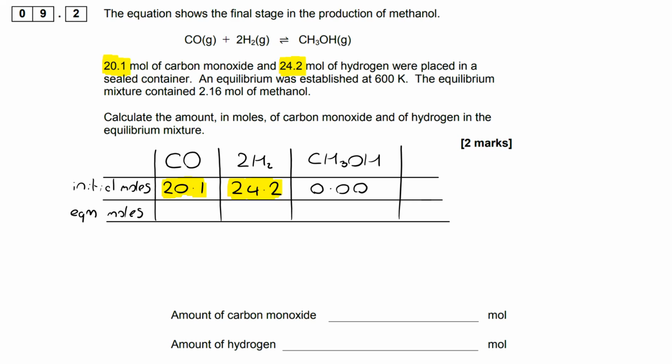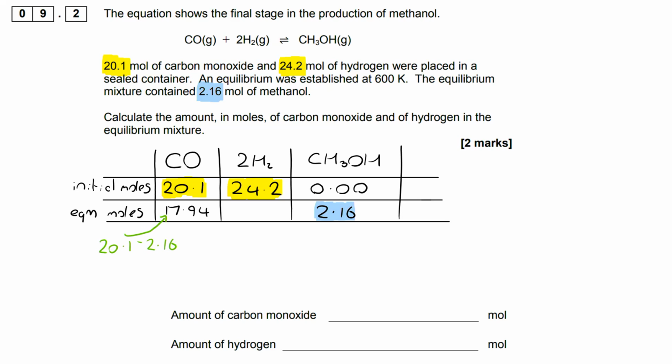And that is that I've got 0 moles of the product, which at the beginning makes absolute sense. Now, once I do that, I can put my equilibrium moles of methanol in, my 2.16, and I've now got everything that I need, these numbers, in conjunction with the equation to work out the remainder.